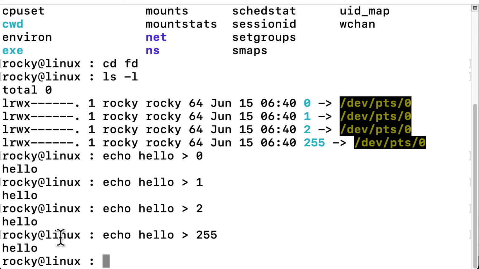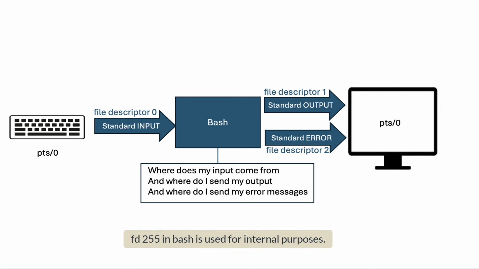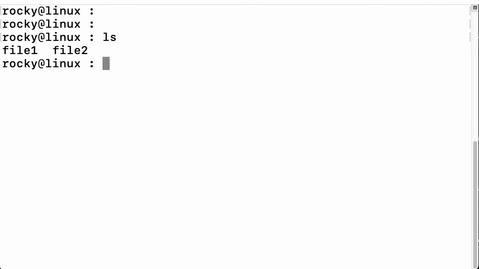Now let's go to the drawing board and visualize this. The keyboard is connected to PTS0, which is connected to our shell, and the screen is also connected to our shell. So the shell listens to the input of the keyboard and sends the output to the screen. These are referred to as standard input and standard output, or stdin and stdout. Now there's a third one, which is the standard error. So the output as well as the error messages go to the screen. The default input is file descriptor 0, the default output is file descriptor 1, and the default error is file descriptor 2.